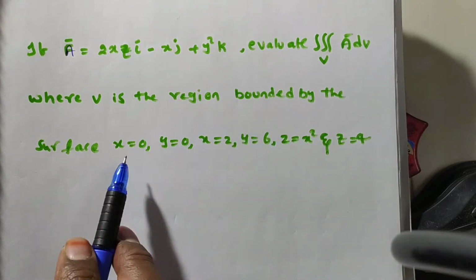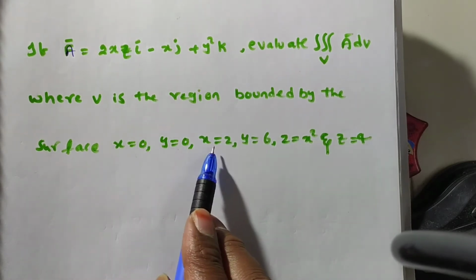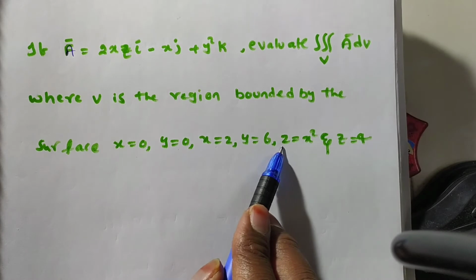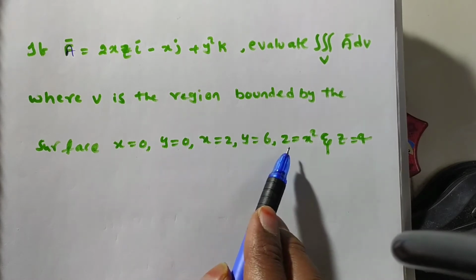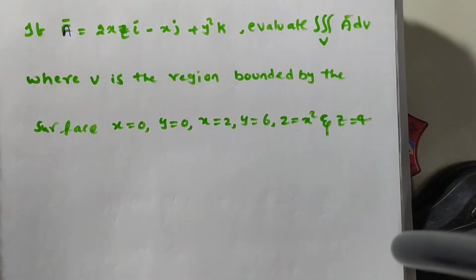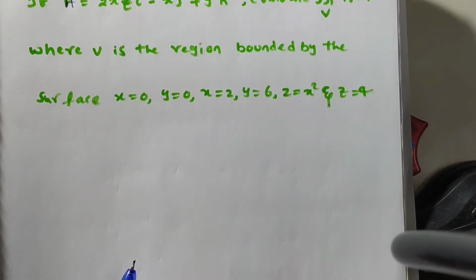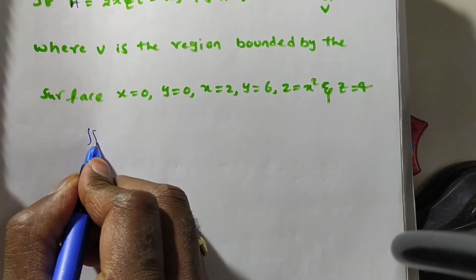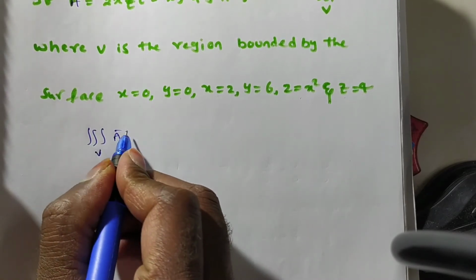bounded by the surfaces x is equal to 0, y is equal to 0, x is equal to 2, y is equal to 6, z is equal to x square and z is equal to 4. They are given. So directly they have given the limits also, so no need to find out the limits. Friends, you see now what we have to evaluate? Triple integral A bar dV.